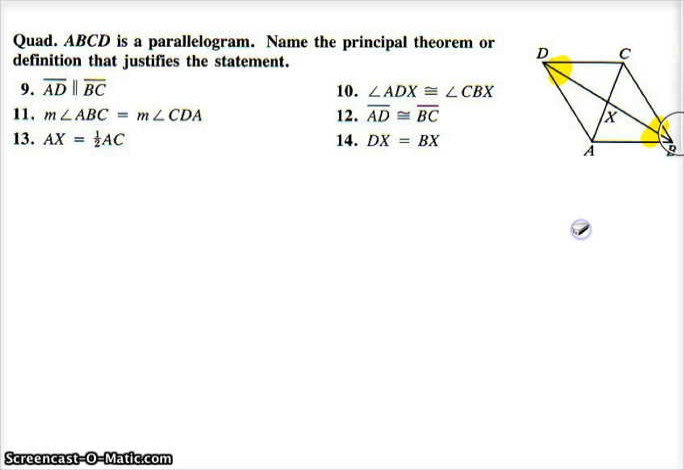Let's look at 13. 13 tells us that AX, so the distance from A to X, is half the distance from A to C. Well, if I look at A to C, why would you know that AX is half of AC? Well, one of the theorems tells us that the diagonals bisect each other. So if the diagonals get bisected, they get cut in half. So segment AX should be half the length of segment AC.